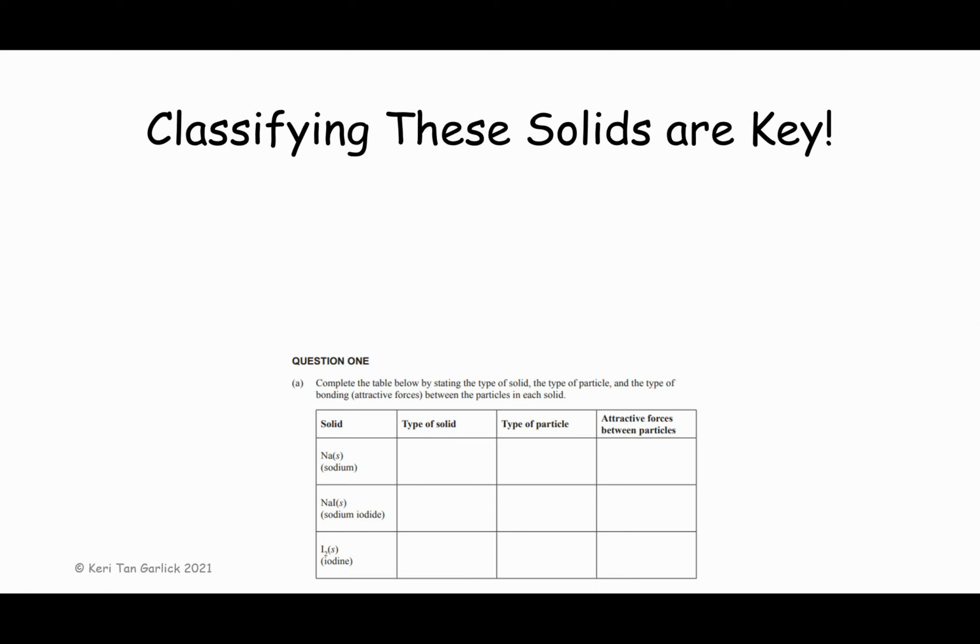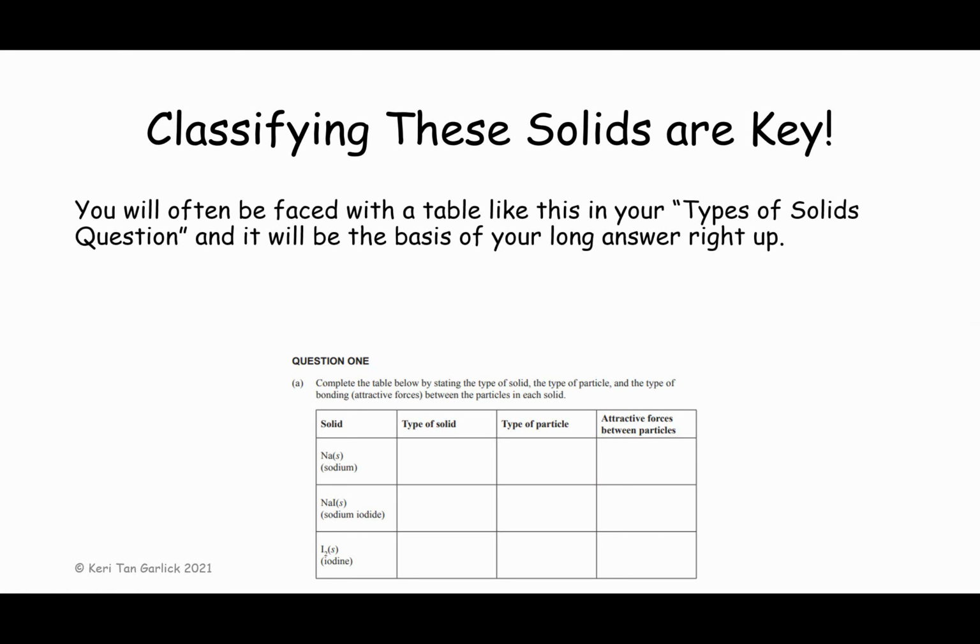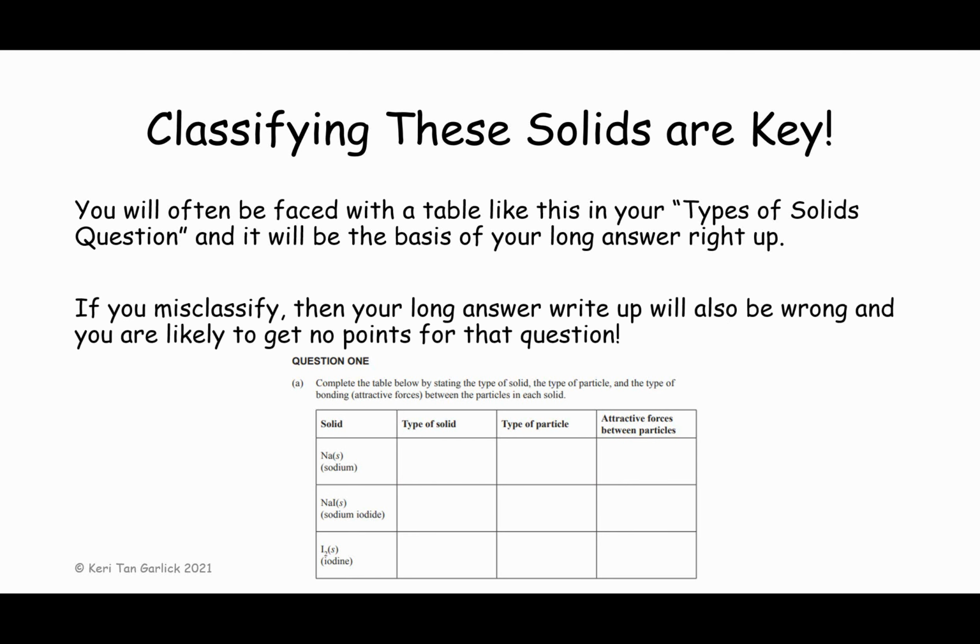Anyway, with this types of solid question, the first thing that you really need to be mindful of is classifying these types of solids and making sure you classify them correctly. They very often start with one of these tables, and it's the setup for your long answer. And if you misclassify it, it snowballs, and then the whole rest of the question gets marked wrong, and there's no points for that, which is really unfortunate. So you could be writing the right information for that type of solid, but if that substance isn't that type of solid, you don't get your points. So do take your time to answer that.